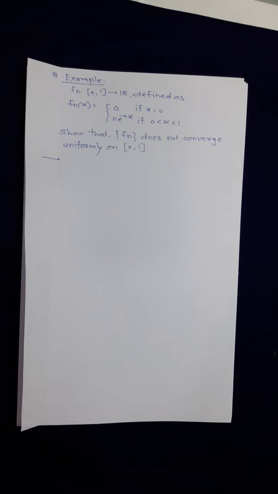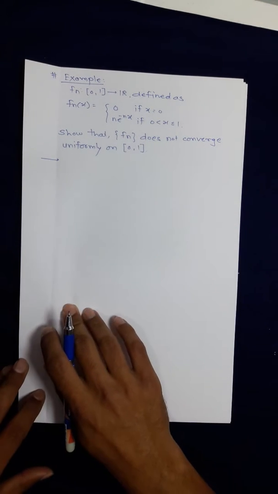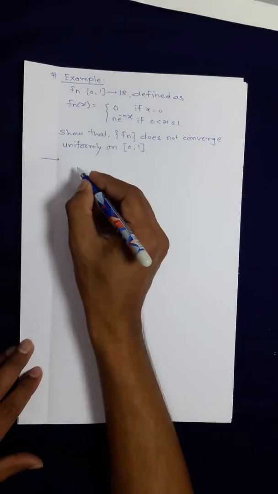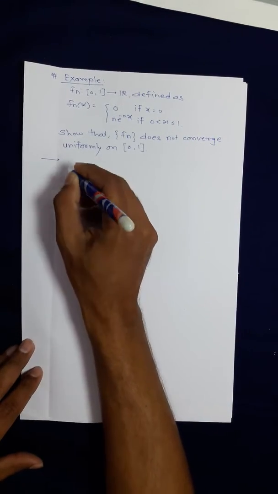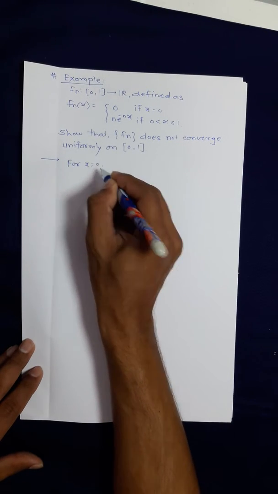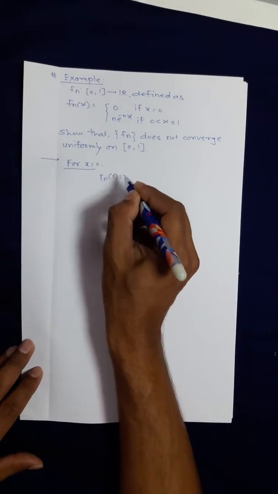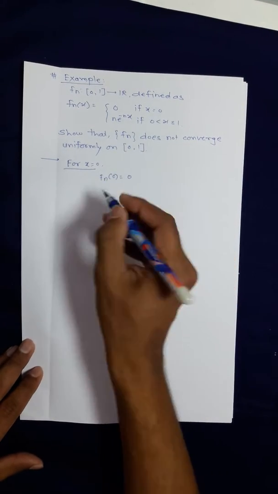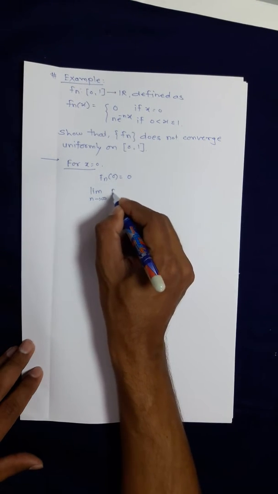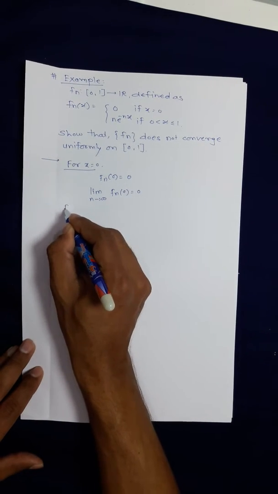So first of all we will try to find its pointwise limit, and then we will discuss uniform convergence. So obviously I will discuss here two cases. First, for x equal to 0, fn of 0 is 0. I will take the limit of both sides. 0 is a constant, so if you apply the limit it will be 0. Let us go for the second case.